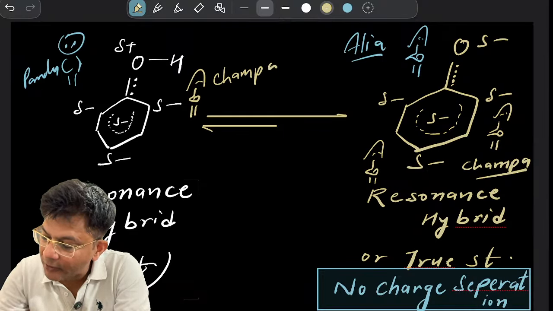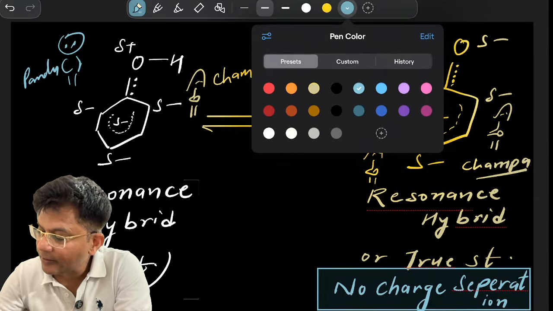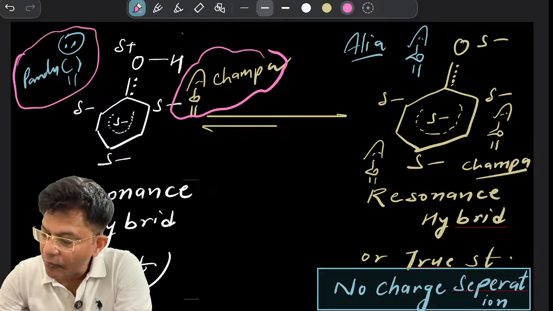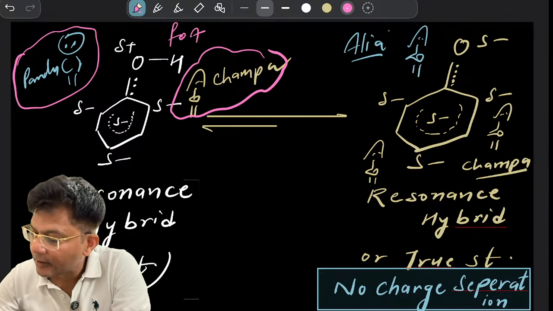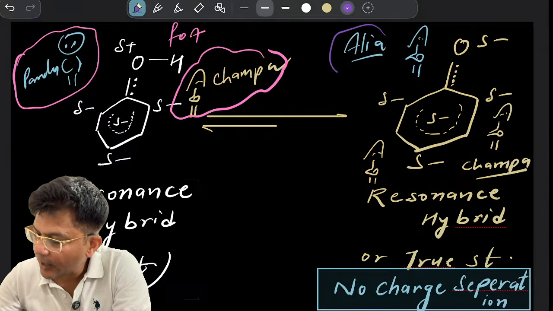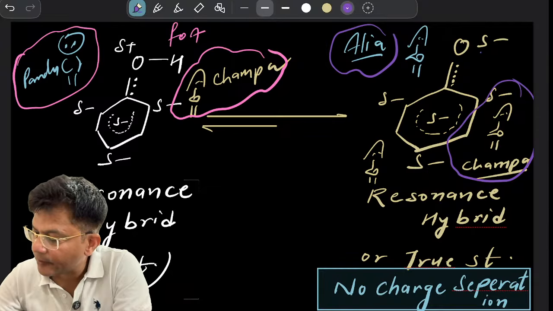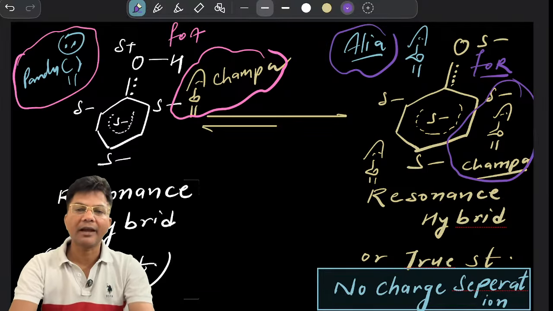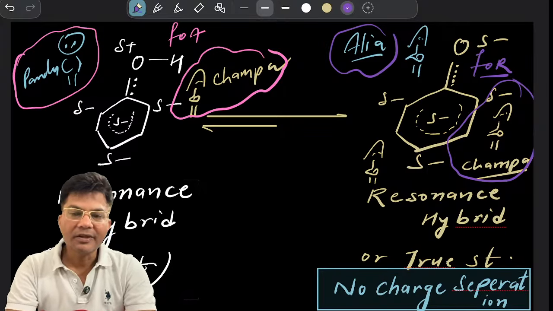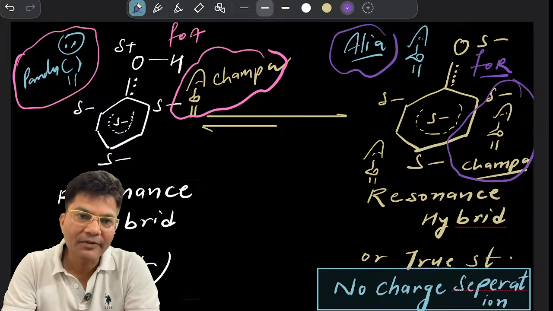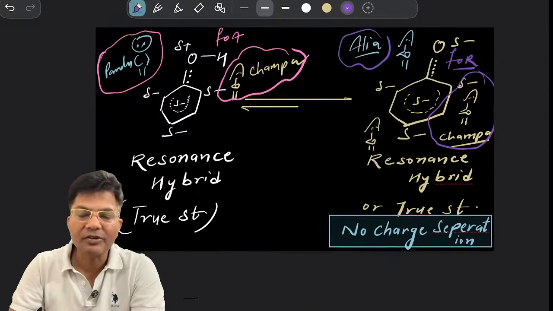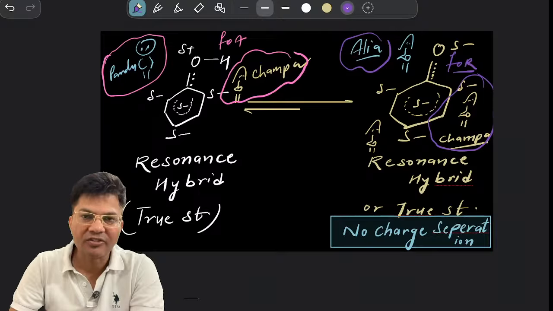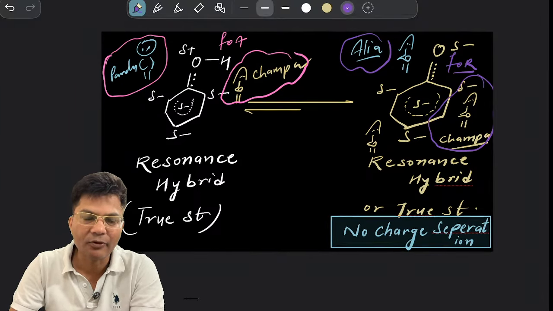I hope everyone got it. I hope that this analogy everyone is able to understand. Pandu and Champa have a force of attraction, and there Alia and Champa have a force of repulsion. So that structure is more stable. Everyone got it? I hope that everyone is able to understand why NCERT has used the line that it's not having charge separation. It's looking like easy peasy lemon squeezy, I hope, my dear students.